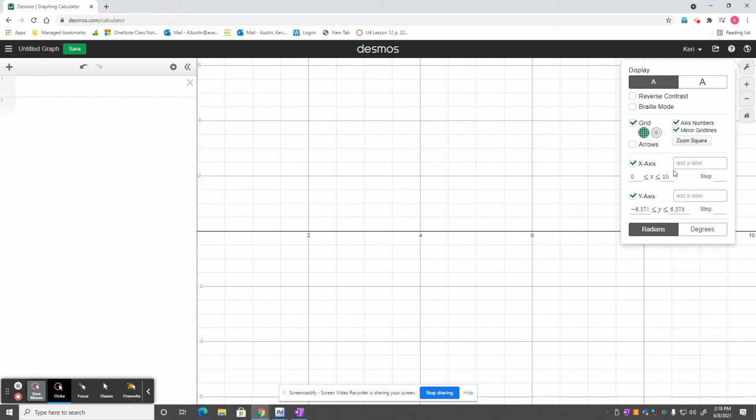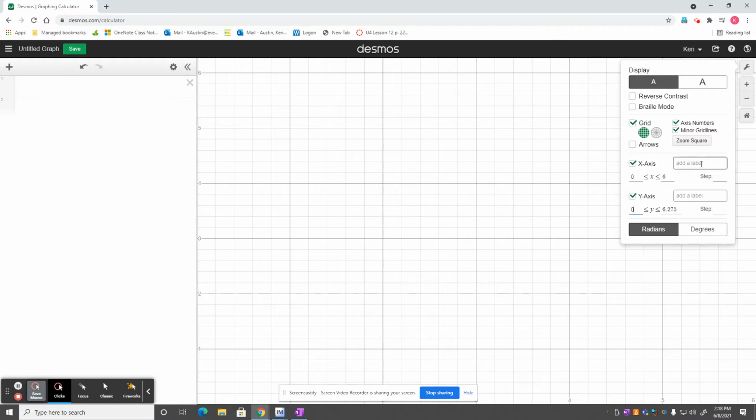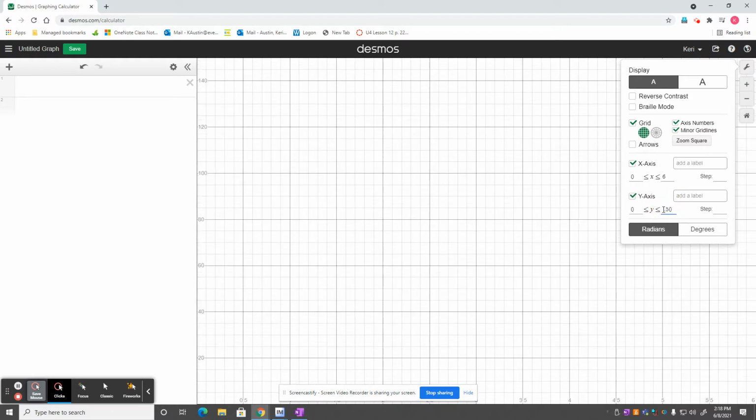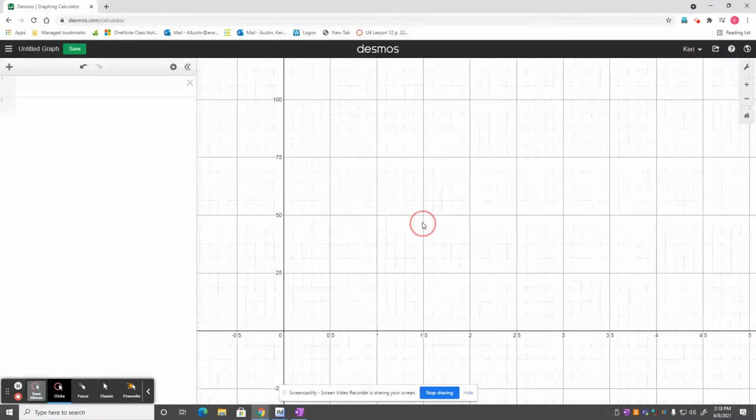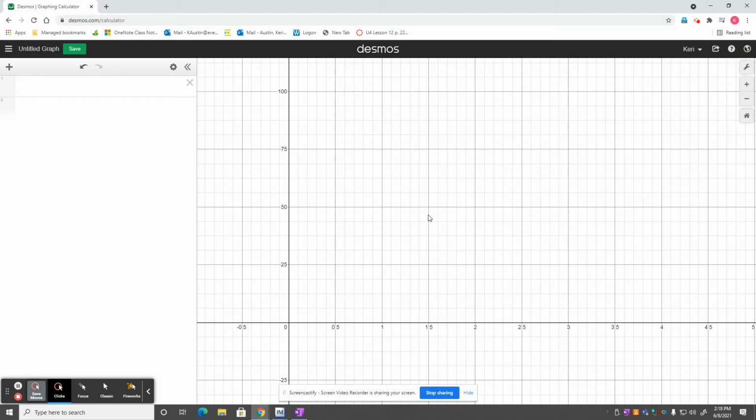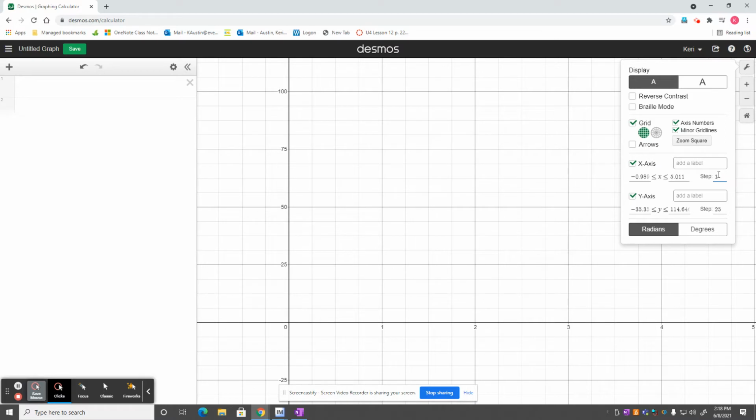The x-axis goes from 0 to 6, and then the y-axis is from 0 to 150, going by 25s. There. Except I don't really want this. I want this to go by ones. Okay, so hopefully this will help.